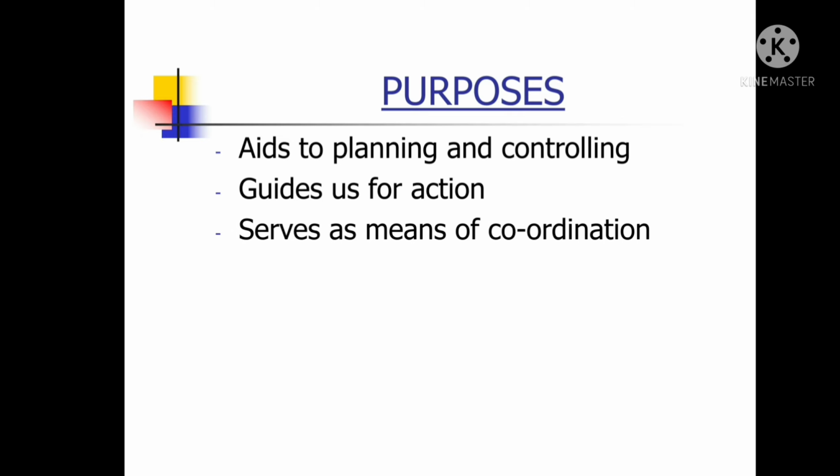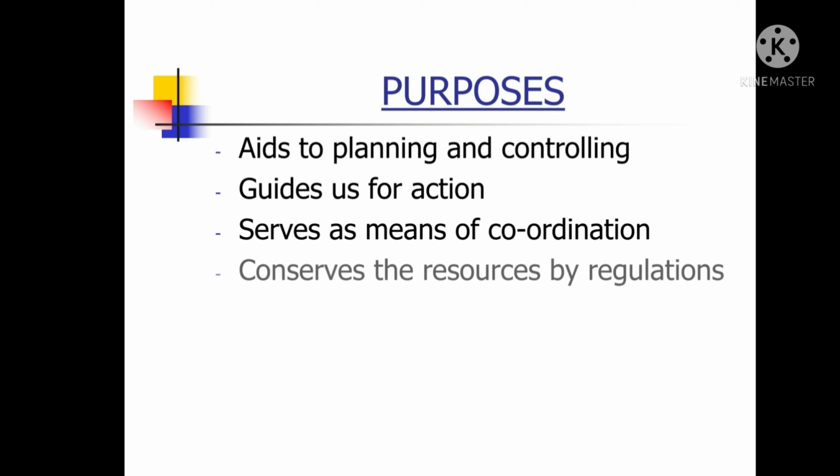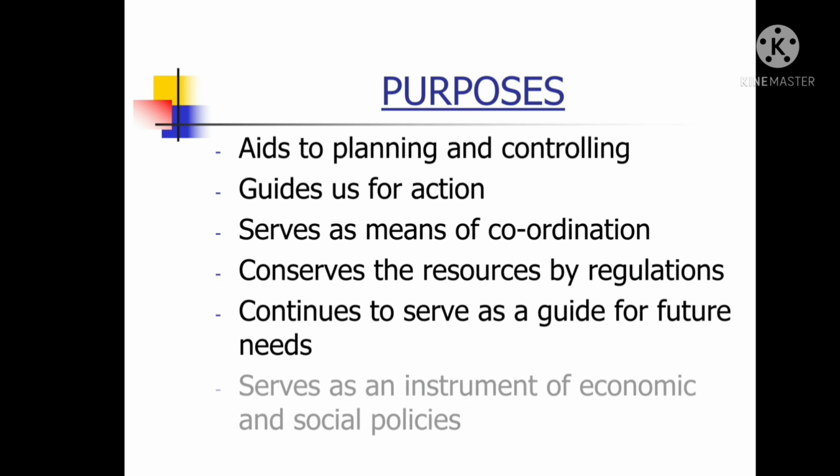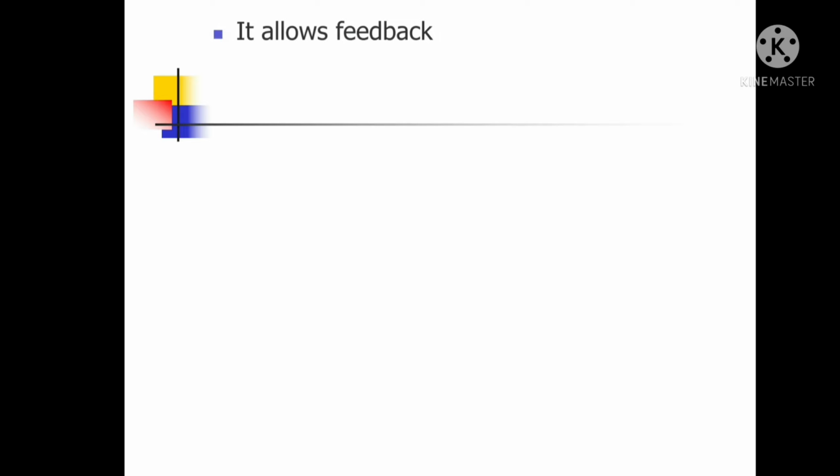Then it serves as a means of coordination. Without fund or money, we can't run the organization. So it is a measure for coordination. Then conserve the resources by regulations. We have well-planned rules and regulations for the control of the organization through the budget. Then it continues to serve as a guide for future needs, because the resources we are using will be based on the budget only. Then it serves as an instrument of economic and social policies. Then it allows feedback. So we are getting to know how it is used by them.